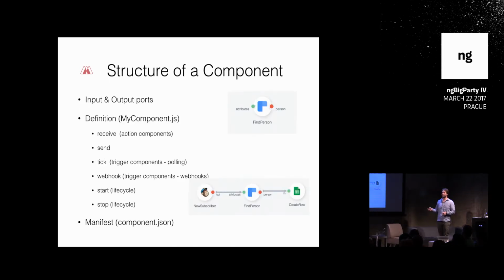Now, I'd like to describe the most important entity in the system, which is the component. Here's an example of a component. Each component has 0 or more input and output ports. Here, this component has one input port and one output port. And below we see an example of a complete flow that connects 3 services together: MailChimp, Clearbit, and Google Spreadsheet.